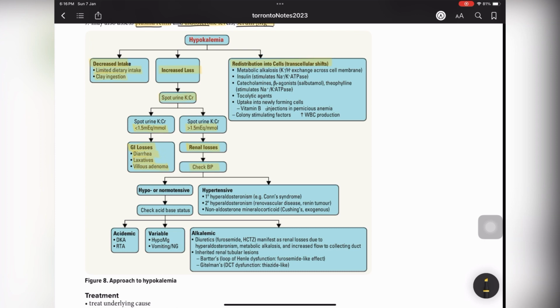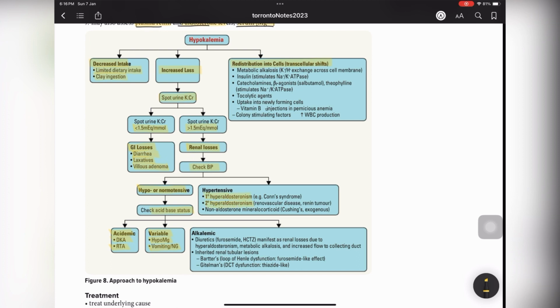And renal loss, we need to check the blood pressure as well. If the patient is normotensive or hypotensive, then we need to check the acid-base shift. Acid-base shift: if the patient is acidemic, that means that DKA is the cause, or renal tubular acidosis, variable hypomagnesemia or vomiting.